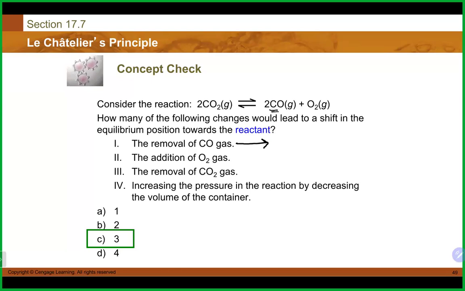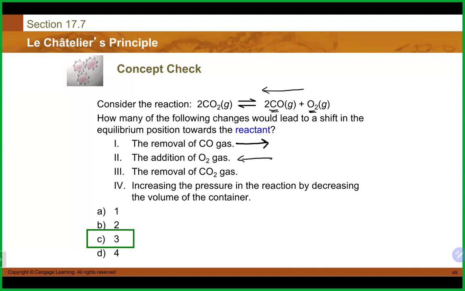So that is definitely not going to increase our reactants, right? That's going to actually increase our products in this case. If we add O2, O2 is a product, that's going to actually increase our products and cause this equilibrium to shift away from the side we added it to and actually go to our reactant side. So that would definitely increase the reactants.